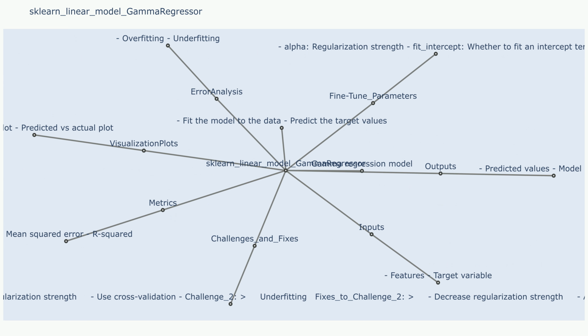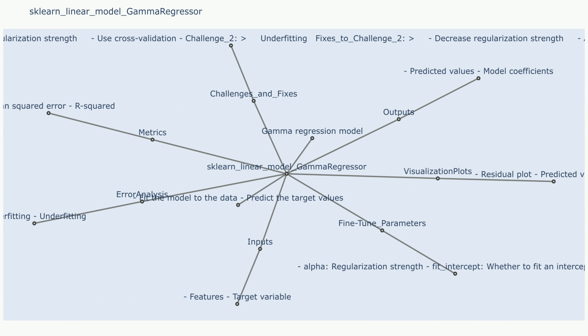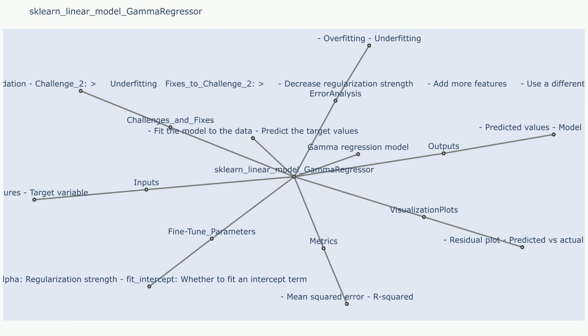Challenge 2. Data skewness. The gamma distribution is typically used for positively skewed data. If the data is not skewed or has a different skewness, the model may not perform well. Sample use case that resulted in challenge 2. If the target variable is evenly distributed or negatively skewed, the gamma distribution might not be an appropriate model. Fixes to challenge 2. Consider alternative regression models that are better suited for the specific data distribution. Apply data transformations to make the data more suitable for the gamma distribution. Use a different regression model that is better suited for the specific data distribution, such as a linear regression or a generalized linear model (GLM).